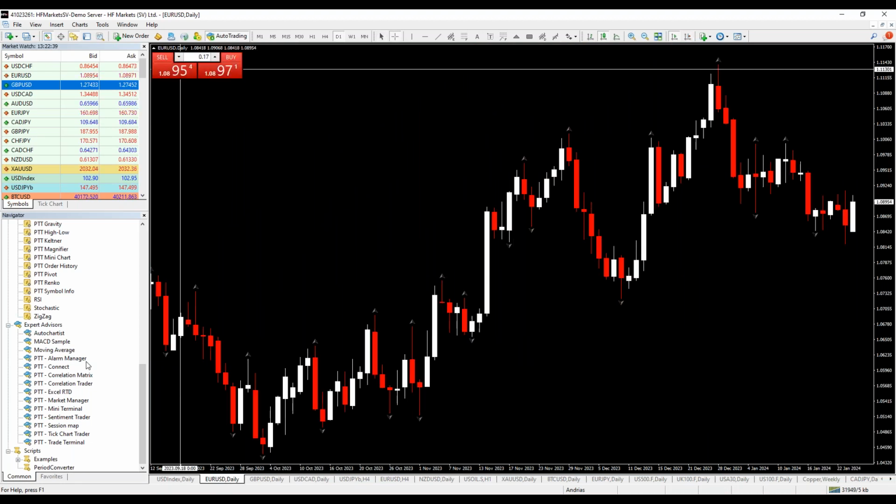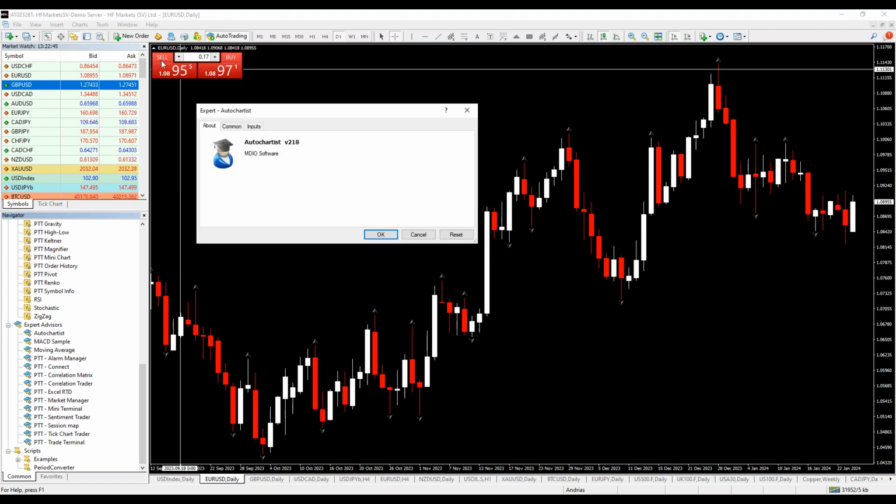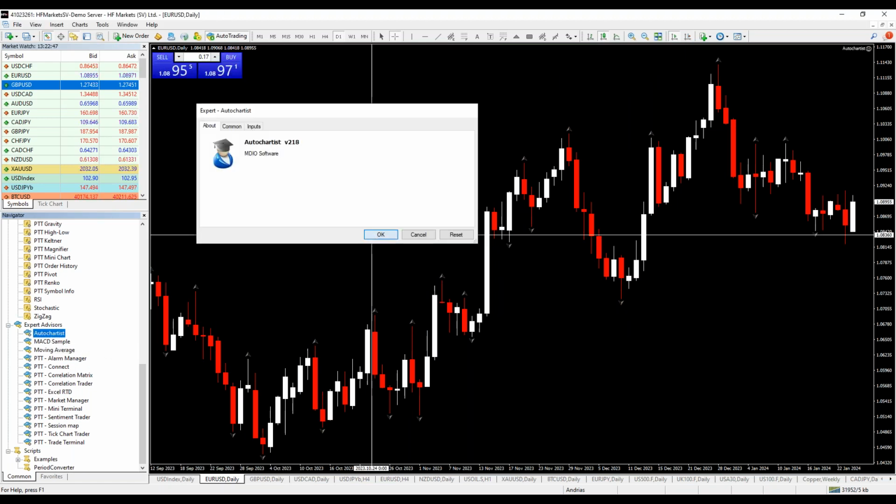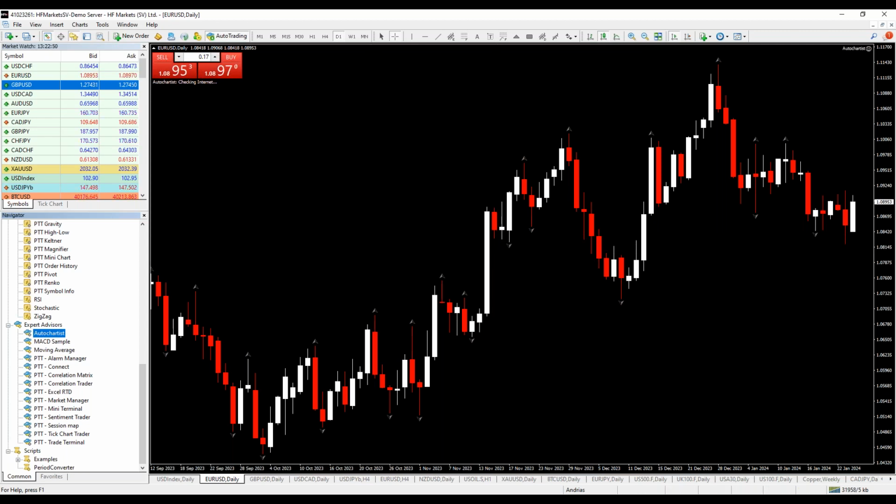Now, how can you use it? You click on it and you drag and drop it on your chart. Automatically, you will see a window popping up.